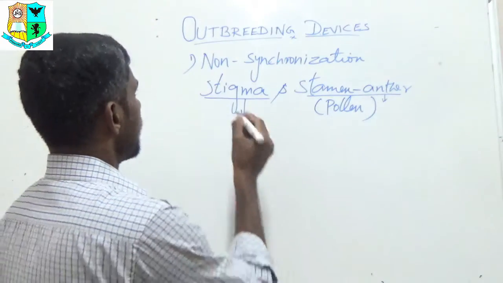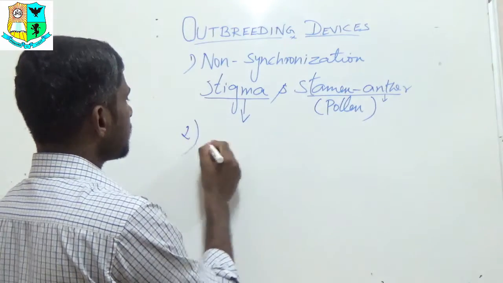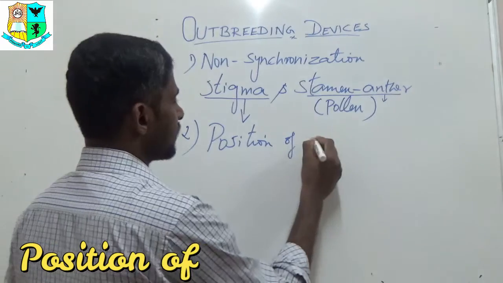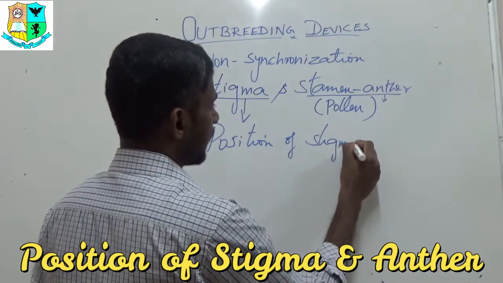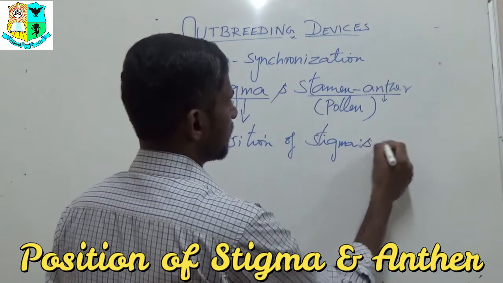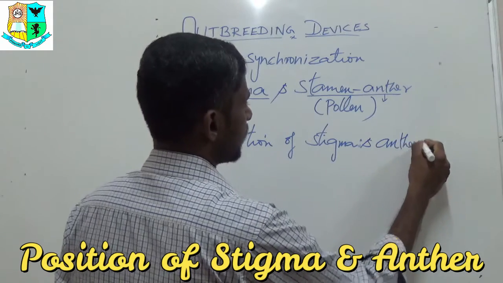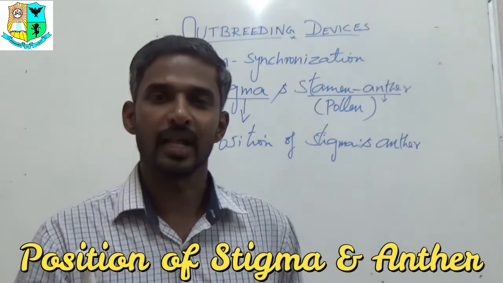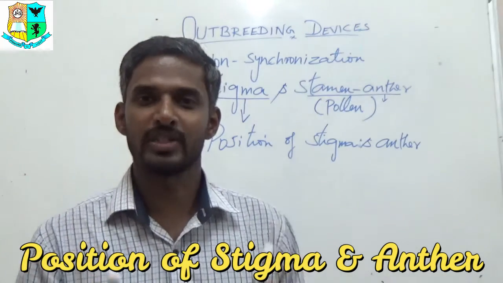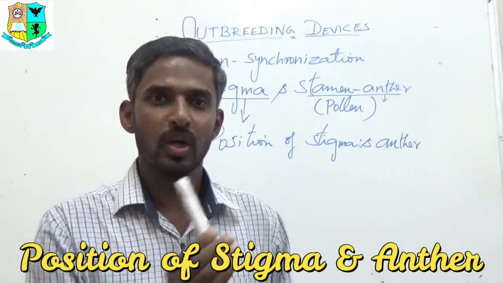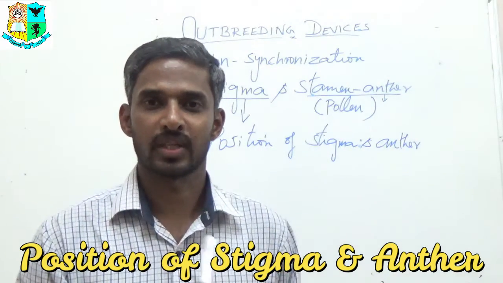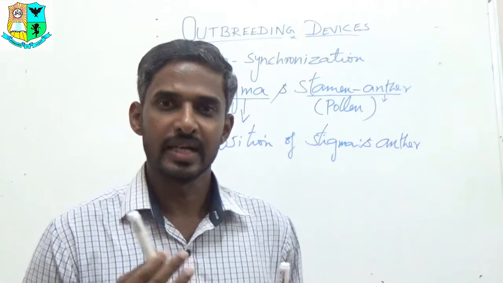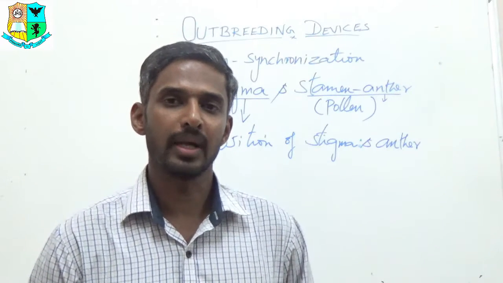What is the second outbreeding device that we have? The second one is the position of stigma and anther. What happens when the position is different? When stigma and the anther are placed a little away from each other, the pollen grain of the same flower will not fall on the stigma of the same flower. Thus, we can overcome this self-pollination. So this is the second device that is developed by plants.